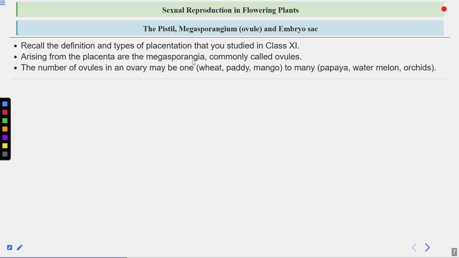The number of ovules in an ovary may be 1. Only 1 ovule in an ovary. Examples: wheat, paddy and mango. Now there can be many ovules in an ovary. There is a condition where in an ovary there can be many ovules present. Example: papaya, watermelon and orchid. So this you must remember. The examples are very, very important. Okay.